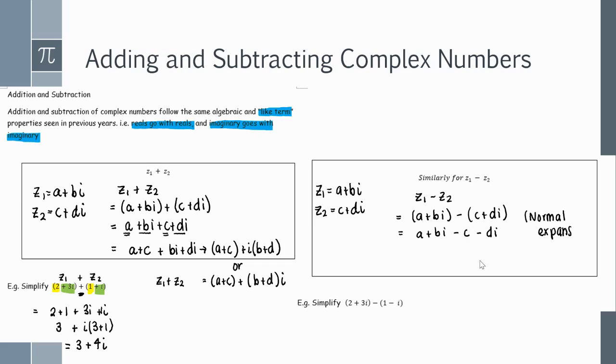So the expansion is the same. Now we again group the real parts together. Don't forget your signs here. And then group the imaginary parts together. The reals will have a minus c. And the imaginaries, I have a positive bi, so plus bi, then I have a negative di. I like to put brackets around my real parts, and then I like to factor out the i, and I'll have b minus d within my bracket.